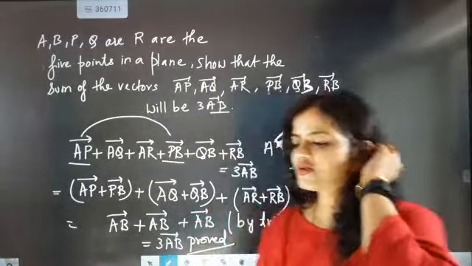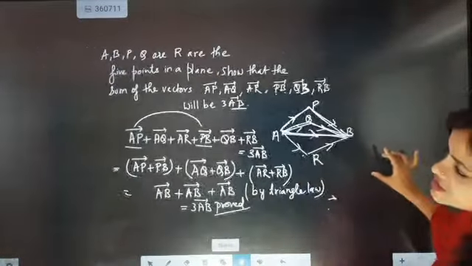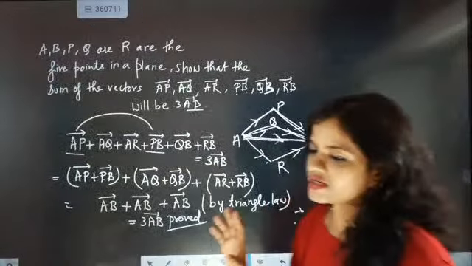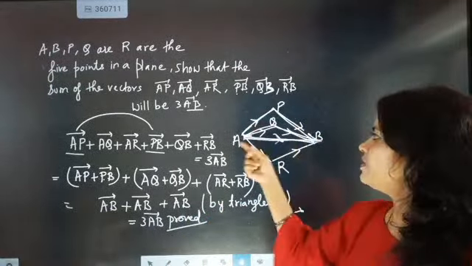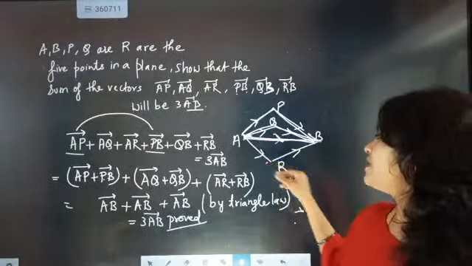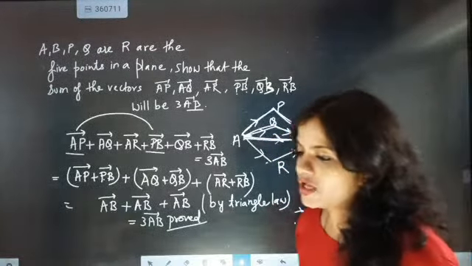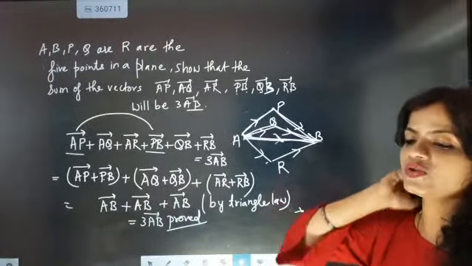Super. So was that question tough? The question was not at all tough. The question was very, very easy, and only one thing was there, that is we just need to take AP plus PB equal to AB, AQ plus QB equal to AB, and then AR plus RB equal to AB. Only this small work we had to do, and once we were able to do this, we got the answer.